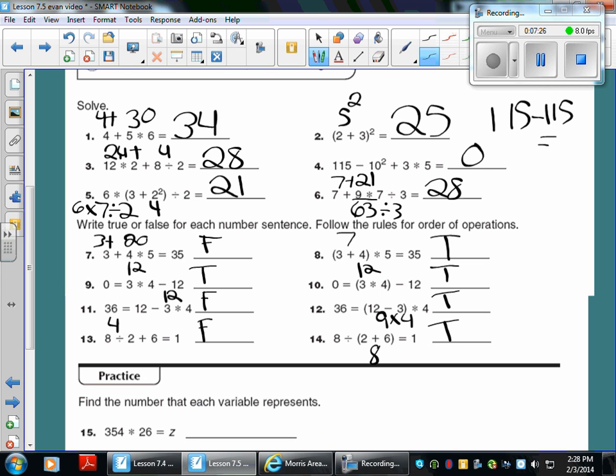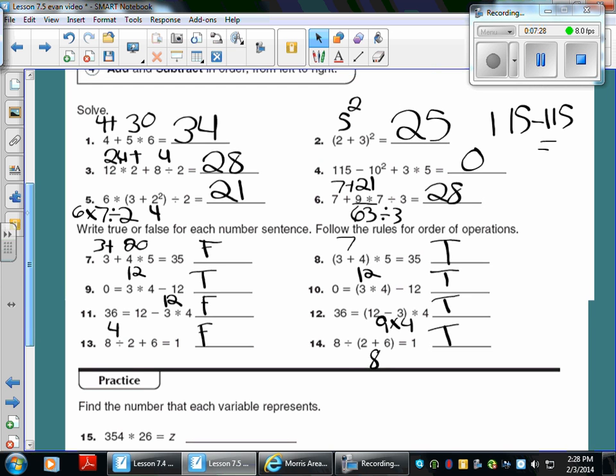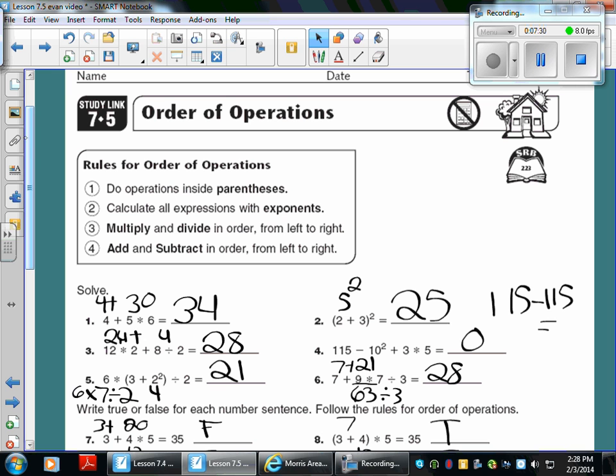So remember, at the top of this page, they give you the order of operations right there, and they kind of walk you through step by step. You have to follow the correct order of operations, otherwise your answers will not come out correct.